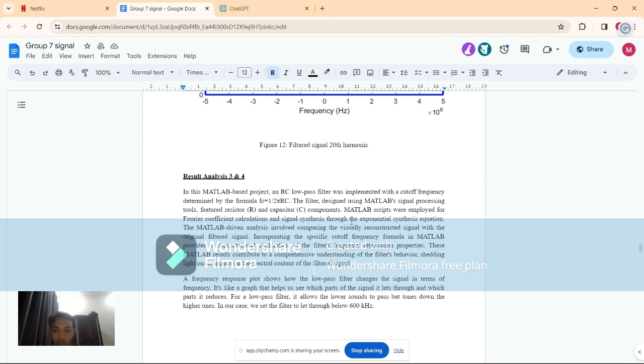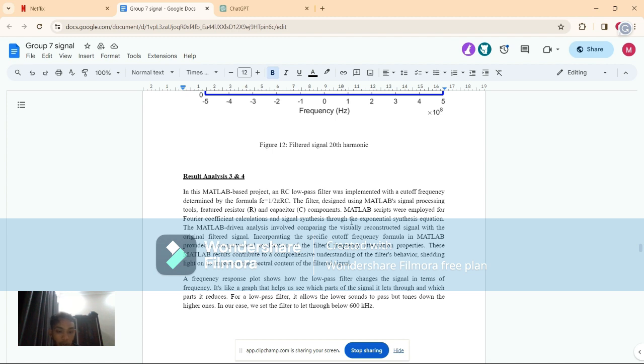MATLAB scripts were implemented for Fourier coefficient calculation and signal synthesis through the exponential synthesis equation. The MATLAB analysis involved comparing the reconstructed signal with the original filtered signal. Incorporating the cutoff frequency formula in MATLAB provides a computational exploration of the filter's frequency attenuation property.